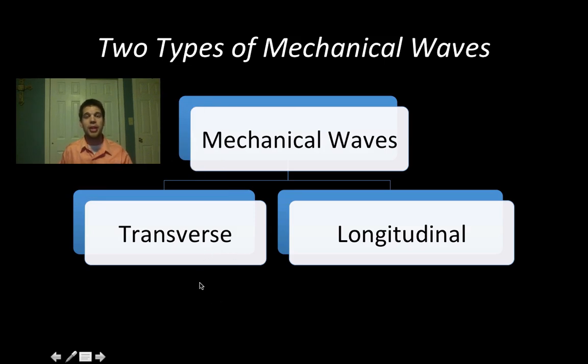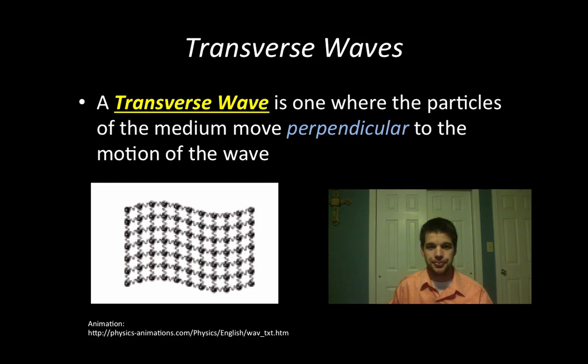All right, so there's two major types of mechanical waves. All right, those are transverse and longitudinal. I know it's big words, but we're going to look at each of those individually right now, just to kind of see what is the difference.